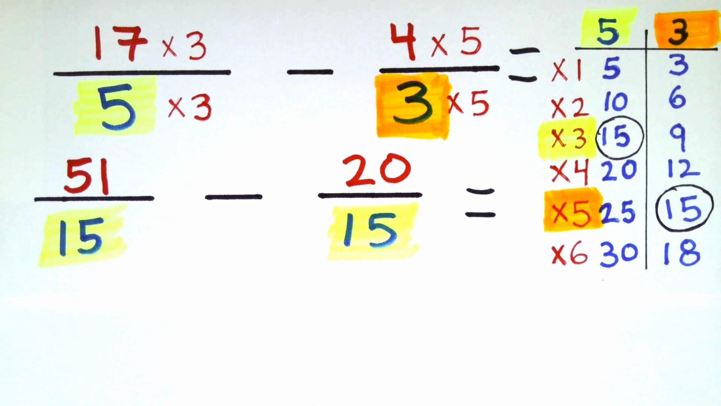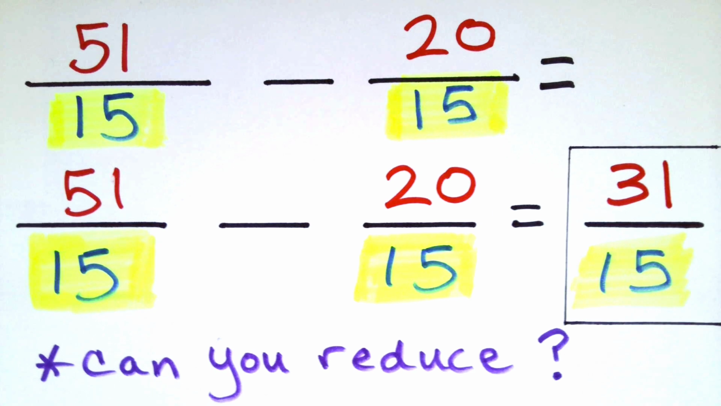Okay, so as you can see here, 5 times 3 is 15, 17 times 3 is 51. Minus, 3 times 5 is 15, 4 times 5 is 20. So now we have the same common denominator of 15. We can subtract the numerator, or the top numbers, 51 minus 20. What does 51 minus 20 look like? Okay, so as you can see here, 51 minus 20 equals 31. And of course, the 15 stays 15 throughout.